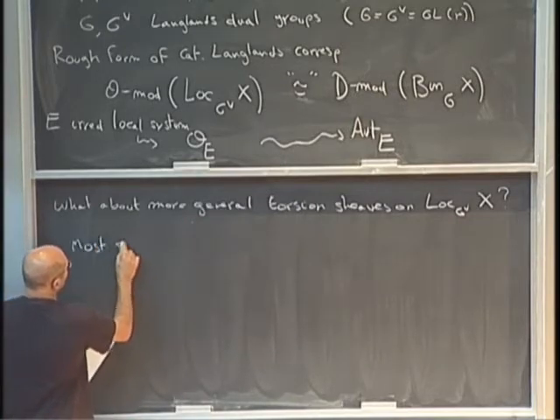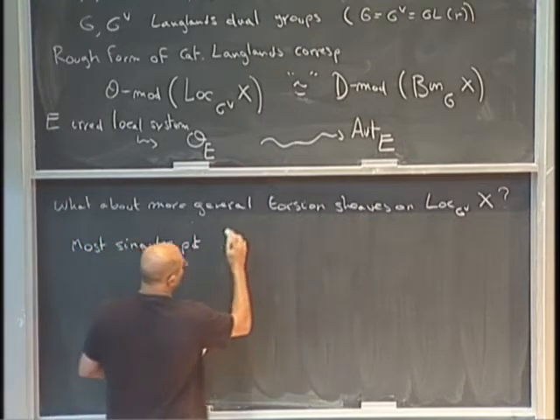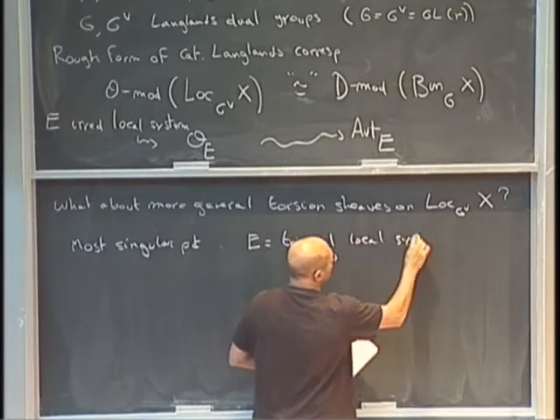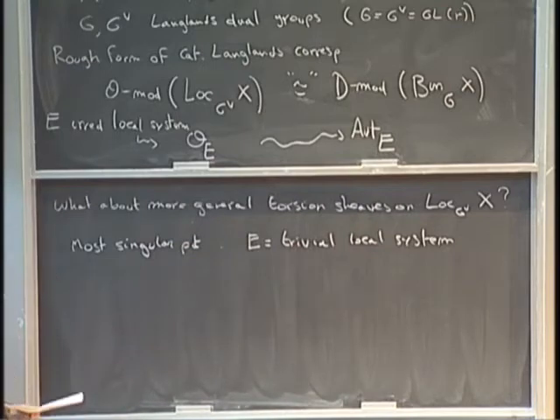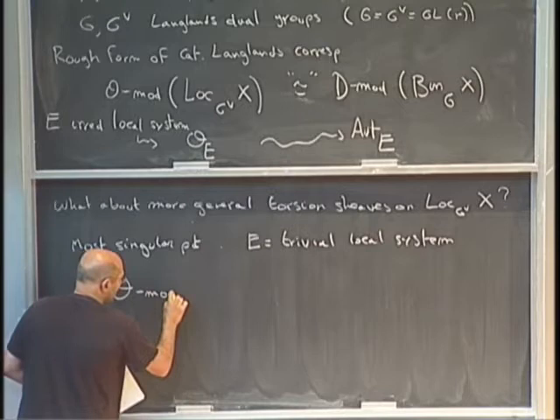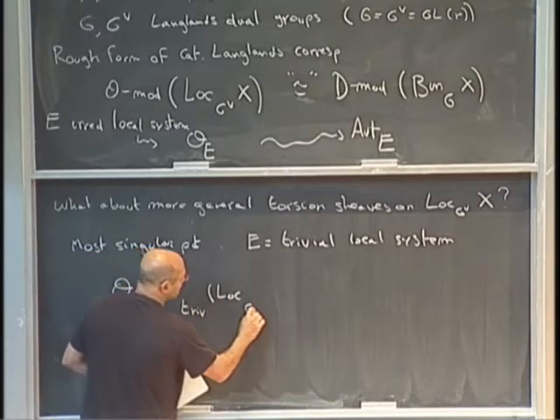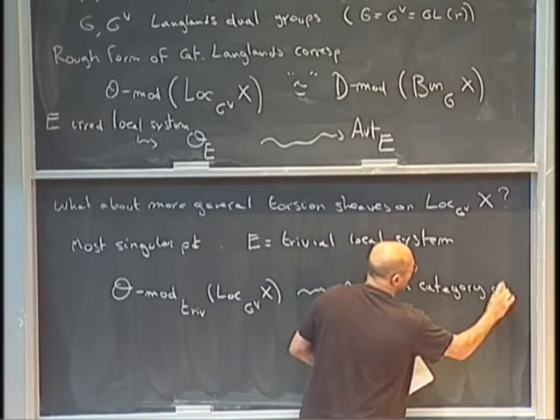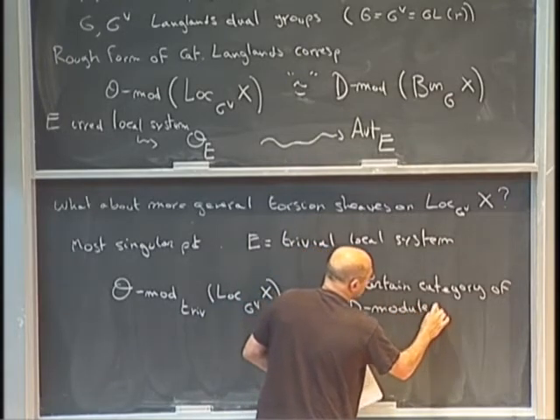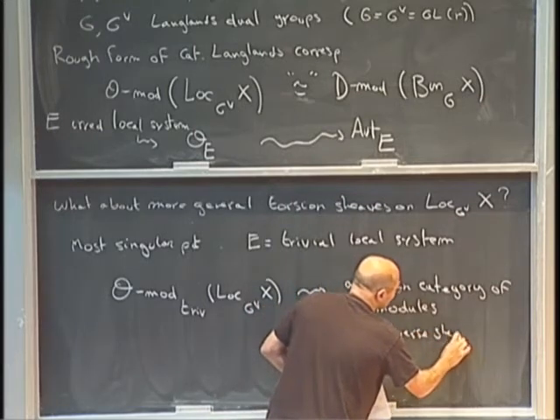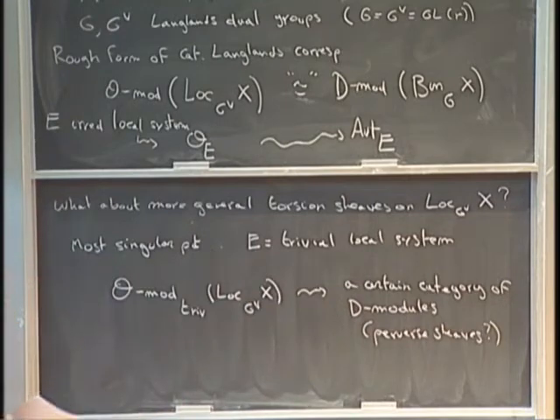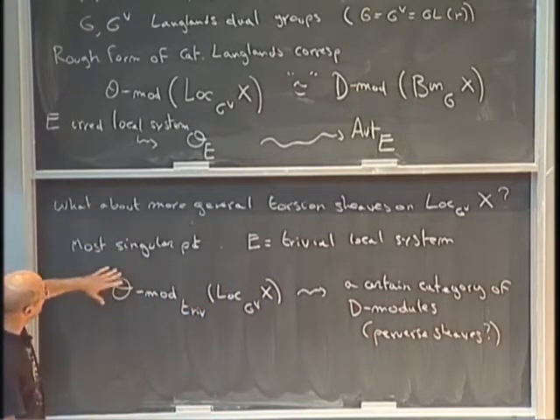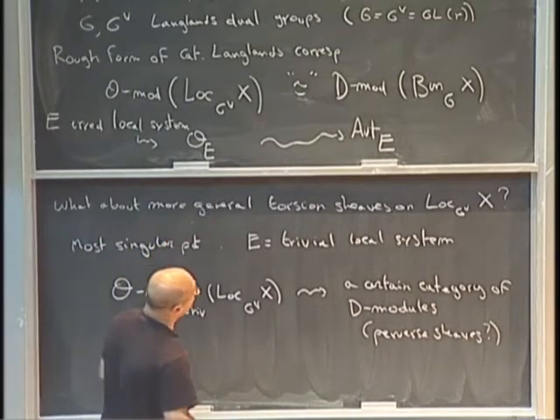So the most singular point is, say, E is the trivial local system. And so according to this categorical Langlands correspondence, if you consider the O modules supported on this trivial local system, they should correspond to a certain category of D modules. Maybe some of them correspond to actual perverse sheaves. And you can try to identify this category. And you can also hope that if you understand the structure of this category well, then you can maybe also understand torsion sheaves supported at less singular points and maybe arbitrary torsion sheaves this way.